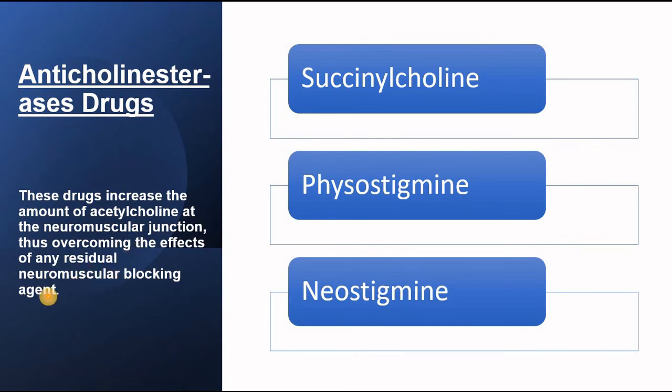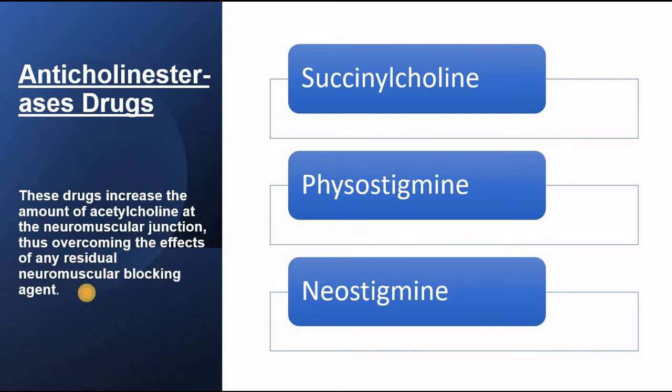Now I tell you that during general anesthesia, we give some drugs which create a neuromuscular blocking agent. It blocks the neuromuscular junction. So during the anesthesia, generally we give the neuromuscular agent so that the surgery can go smoothly. At the end of the surgery, when the operation is done properly, that time these anticholinesterase drugs are given to overcome the effect of any residual neuromuscular blocking agent.